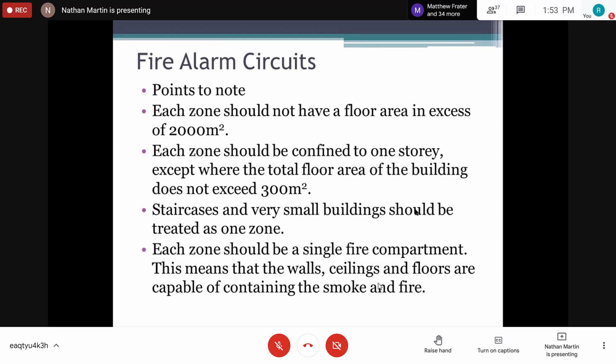Each zone should be a single fire compartment. This means that the wall, ceiling, and floors are capable of containing the smoke and fire. It means that if you are putting a ceiling and there's a wall that separates them, the wall must continue to the roof of the building. It can't stop halfway in the building, right? You have to continue to the top of the building.